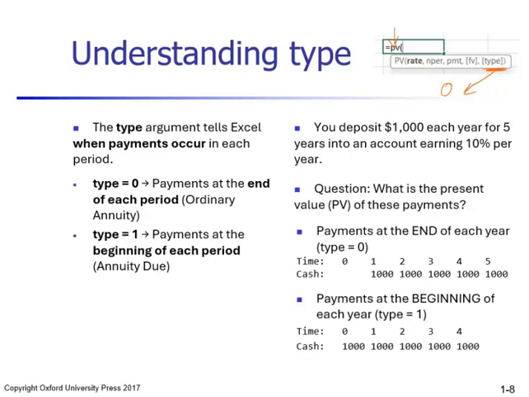That means the payments, that means the annuity happens at the end of the period. That makes sense. Another value is 1. That means the payment happens at the beginning of the period. So the type argument tells Excel when payments happen each period, at the beginning of the period or at the end of the period.